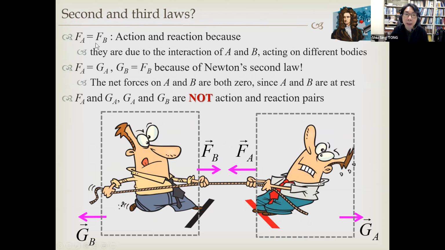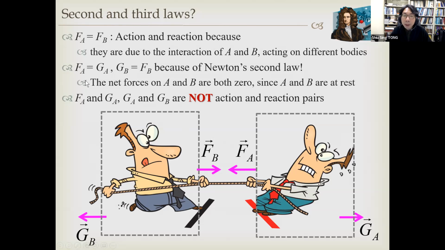The first thing is that we know FA is equal to FB because they are an action and reaction pair. They are due to the interaction of A and B, the direct pulling of each other towards each other through a string, the same interaction. But they act on different bodies. FA acts on body A, FB acts on body B. So they are a pair of action and reaction. So by Newton's third law, the two forces are equal.